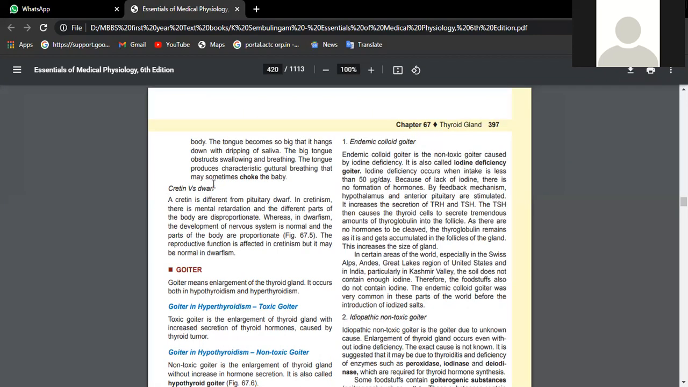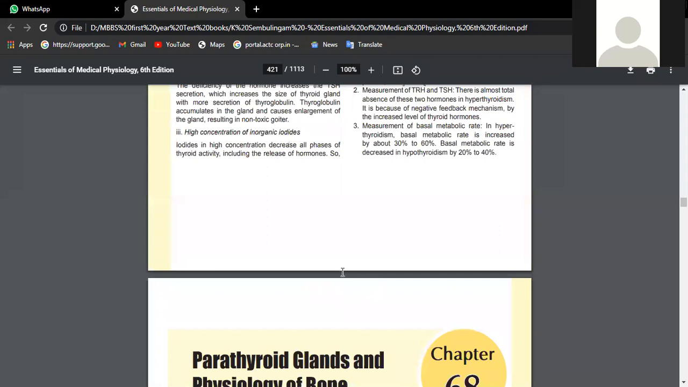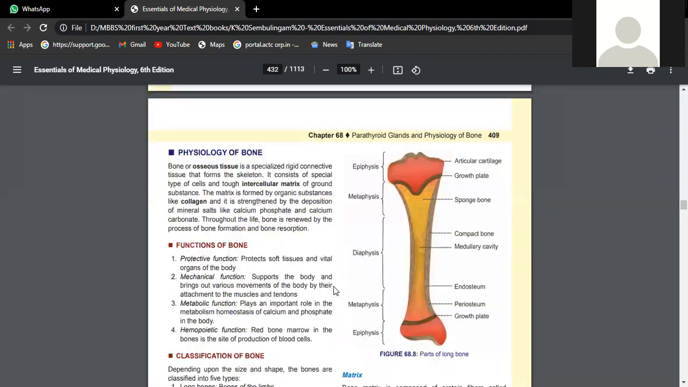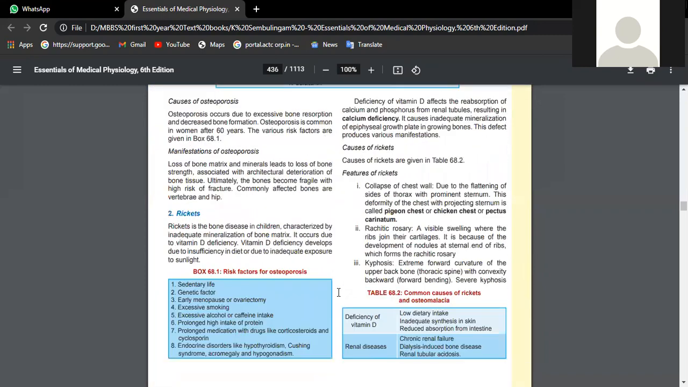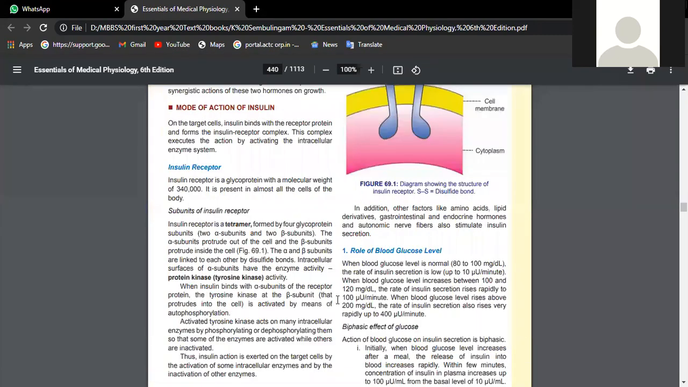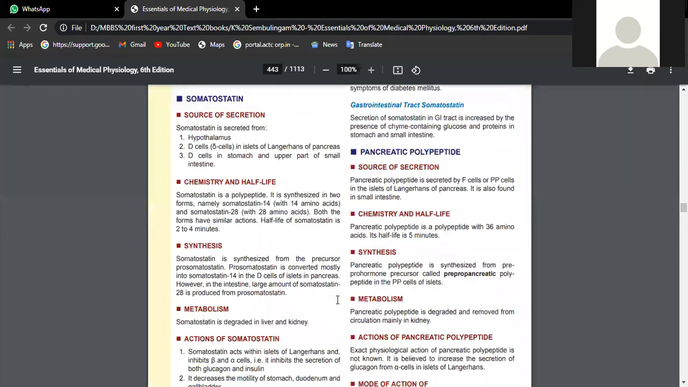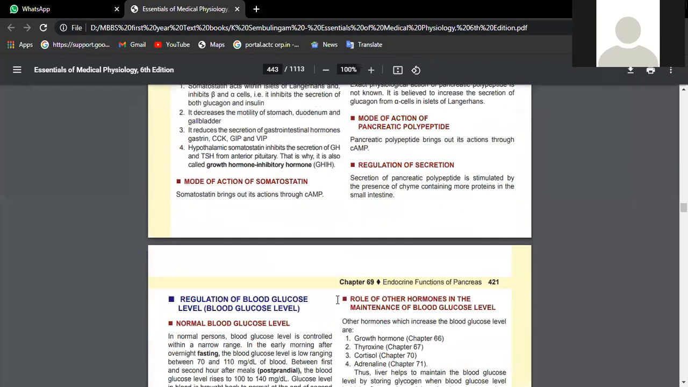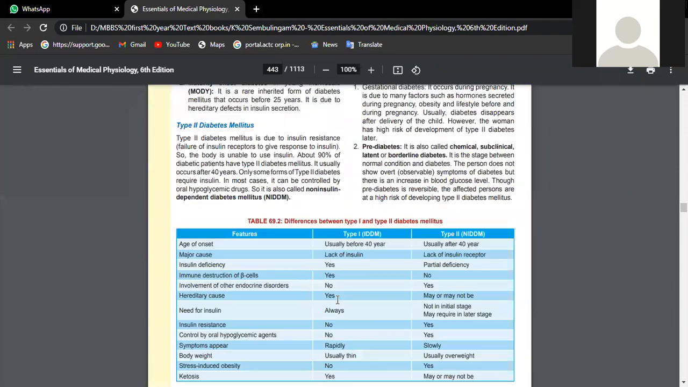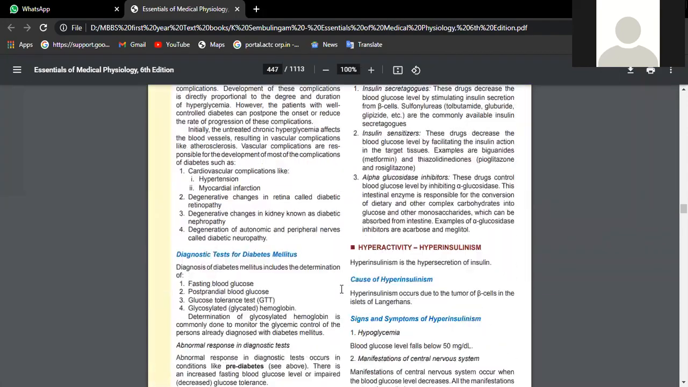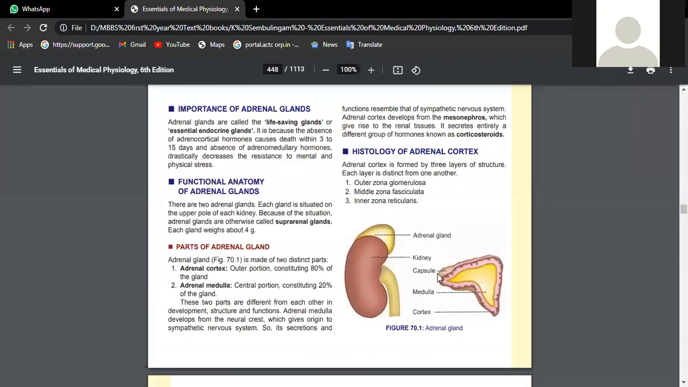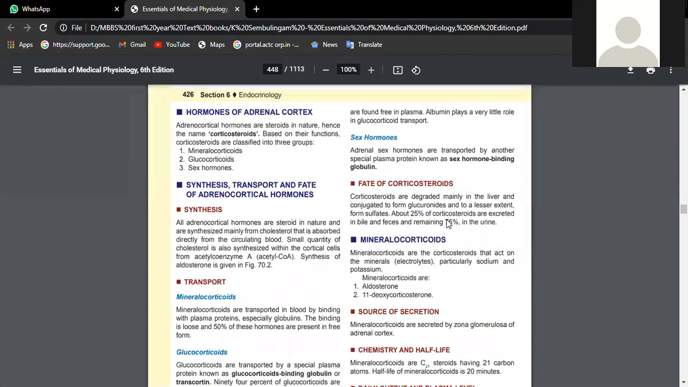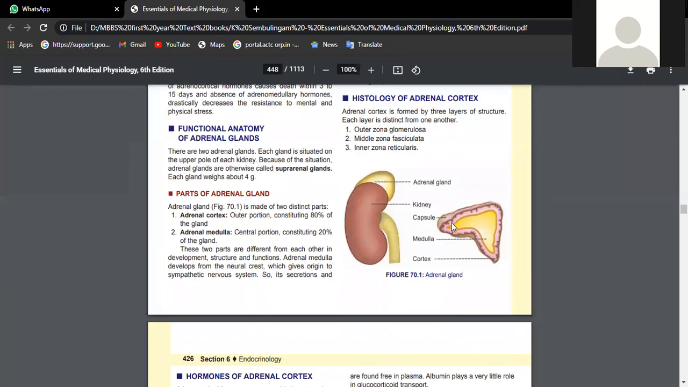Then this is glucocorticoids we have to discuss. What are glucocorticoids? The hormones coming from the adrenal cortex. So in the adrenal cortex, what are the three zones we have? Zona glomerulosa, zona fasciculata, and zona reticularis. See, these are the three zones of the adrenal cortex. Okay, zona glomerulosa, fasciculata, and reticularis.